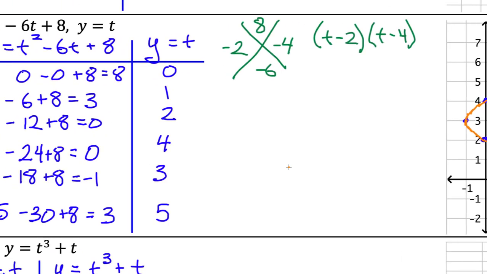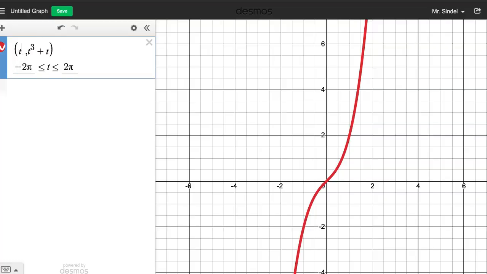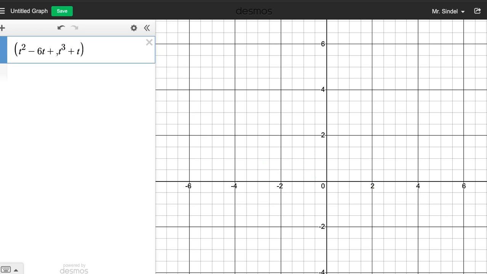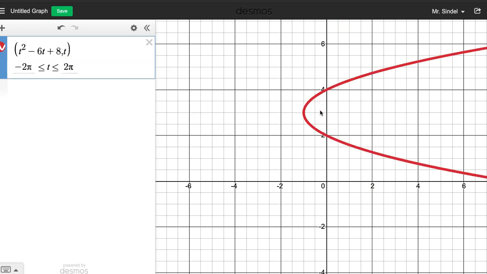Do we check this guy? I don't think we did. Let's go ahead and check him as well. t squared minus 6t, t to the power of 2 minus 6t plus 8. Ooh, weird things are happening, and this is all going to be just t. Yep, okay, we got him correct.